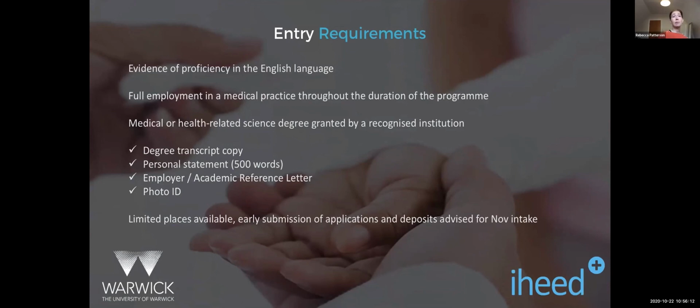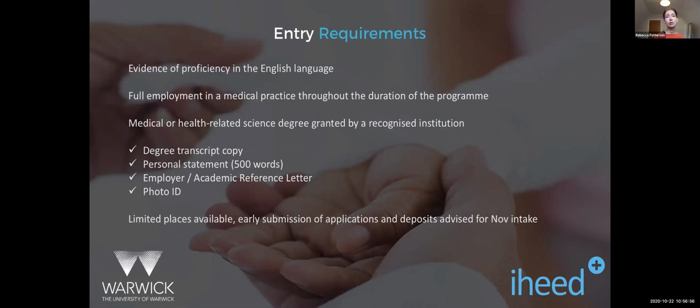In terms of entry requirements for the programme, you must have a bachelor qualification in a medical or health-related science degree, and you must give us a degree transcript copy in English if it's not in English originally. There's a personal statement of 500 words on your motivation for doing the programme and why you want to do it. You need an employer or academic reference letter saying you're a clinician of good repute and you're currently employed. And you have photographic ID as well. That can't just be a selfie, it must be a formal ID like a driver's license or passport with your photo on it.